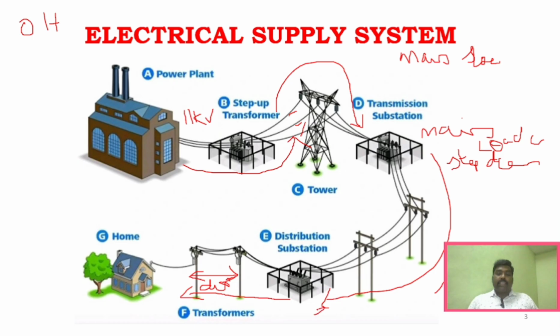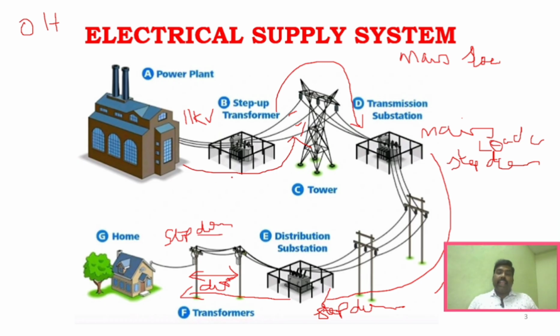So again, there will be step down here. Step down of voltage. And from this distributor, it will be transmitted to the humans, that is the consumers, to every home. And again here, it will be a step down operation. The voltage will be stepped down. I'll come back to these voltages, but this is the complete working.